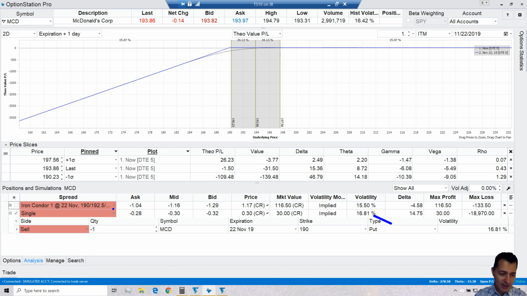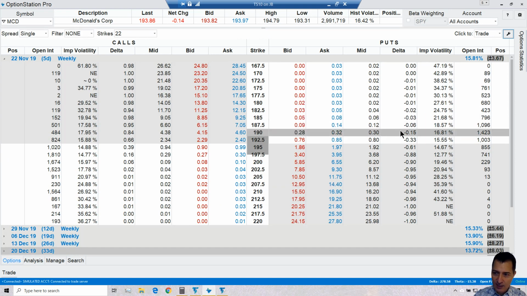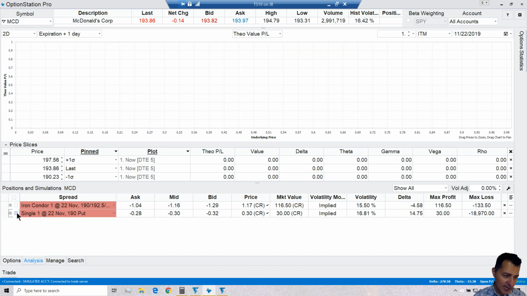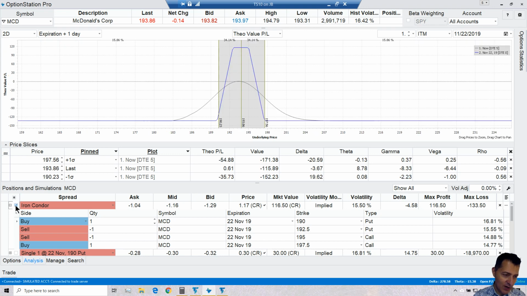16.81 is the implied volatility for that single put. If I look at the option chain, we can see the value right here. So now, what happens when you do an iron condor? If I uncheck the put and check the iron condor, now it doesn't tell me it's 16.81, it tells me it's 15.5. And why is that? Because TradeStation takes the volatility of each leg, which is 16.81, 15.55, 14 something, 14 something, and calculates the average, which is 15.5.